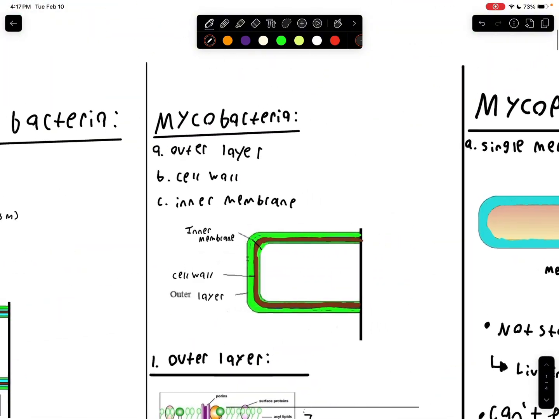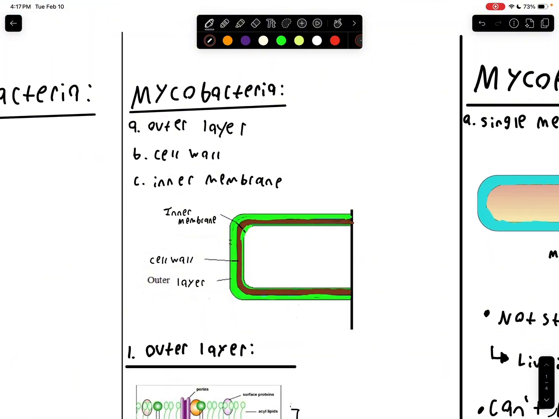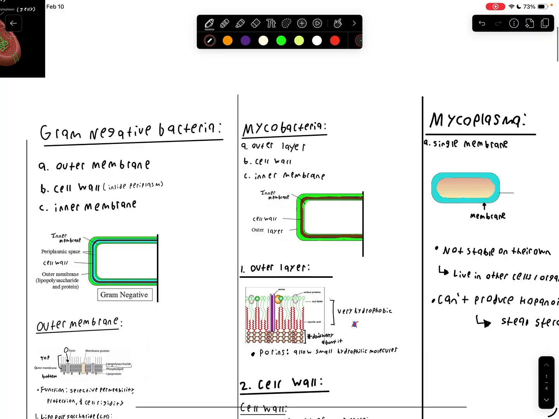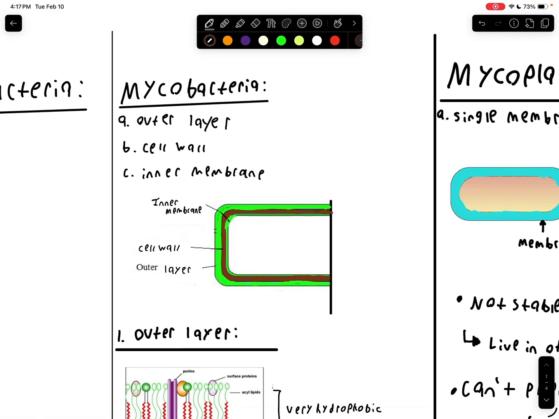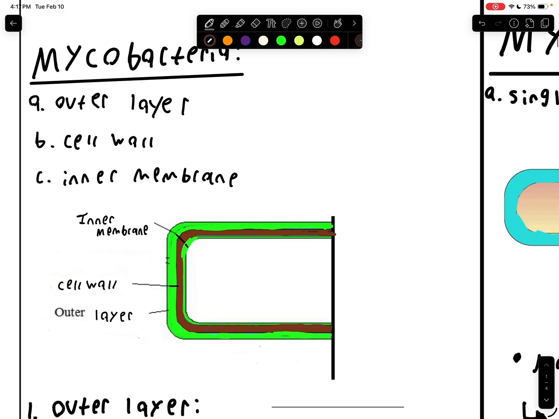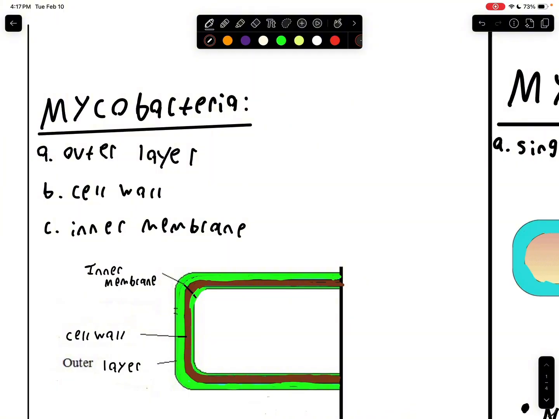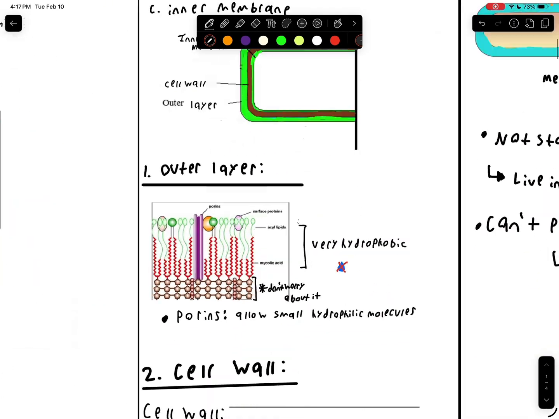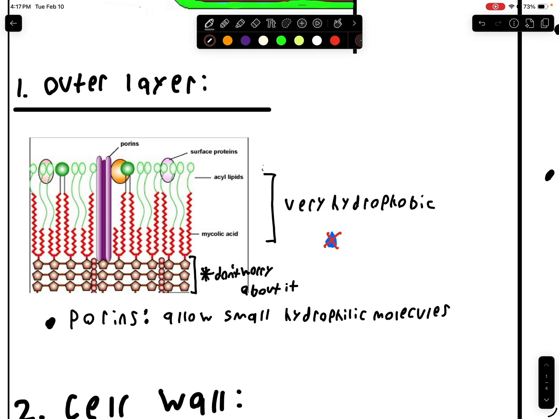Now, the next thing would be Mycobacteria. These are gram-resistant. They don't get gram stains at all. So don't use that classification for Mycobacteria. They have an outer layer, not necessarily a membrane. They have a cell wall, and they have an inner membrane. So let's get into that. This is what Mycobacteria's outer layer looks like. First thing to keep in mind, it's very hydrophobic. It does not like water.